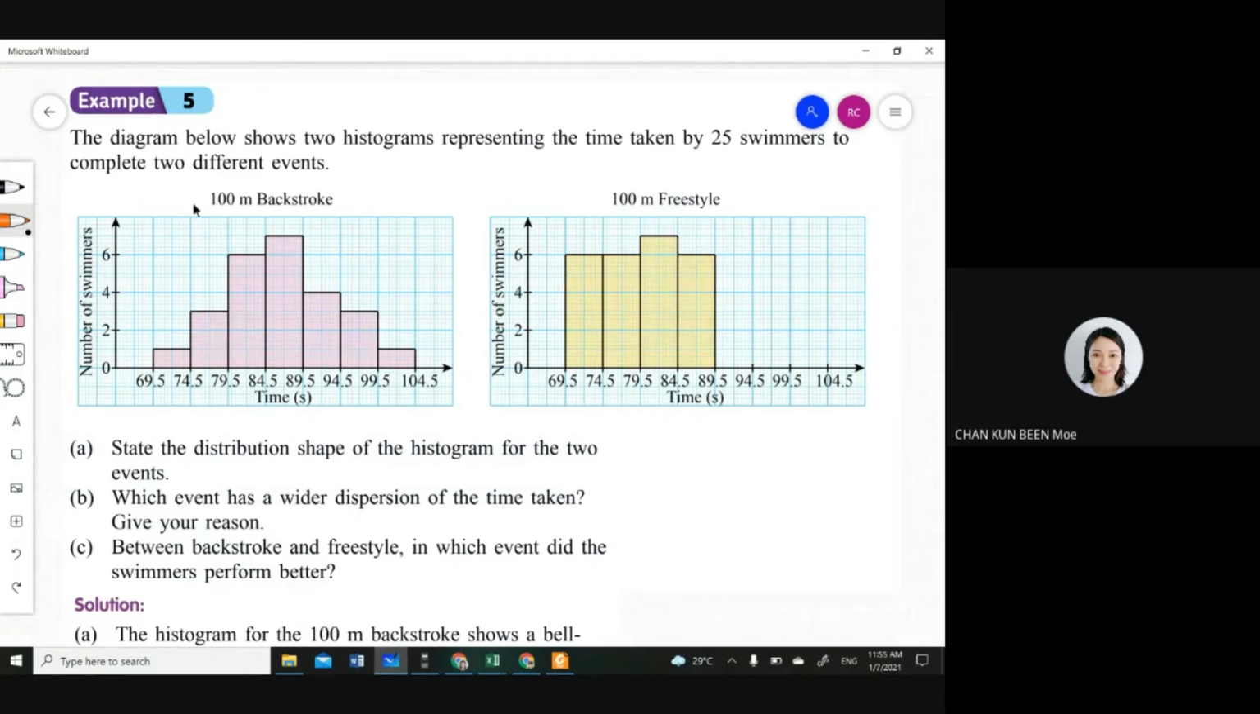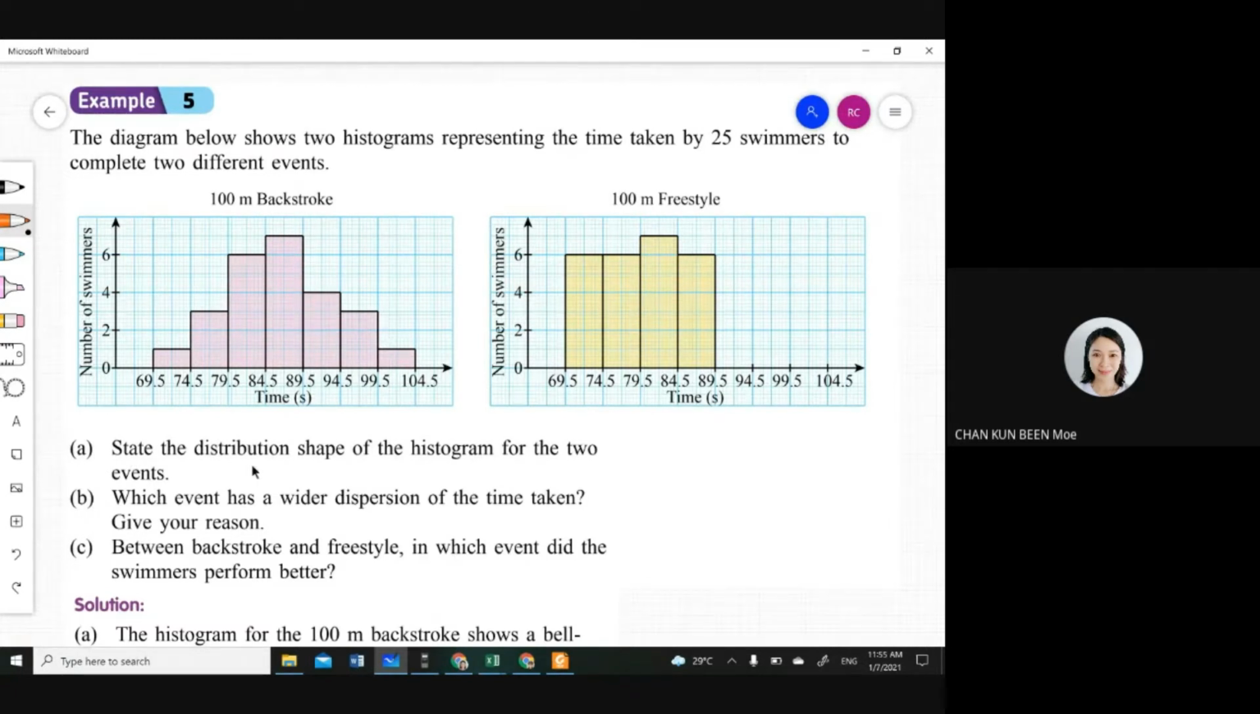So besides the backstroke, they have the 100-meter freestyle. Of course, if you know how to backstroke, for sure you can do freestyle. So this represents the number of swimmers, that means the frequency. And this part represents the time. Both graphs are the same on the x and y-axis. Now we look at the question here.